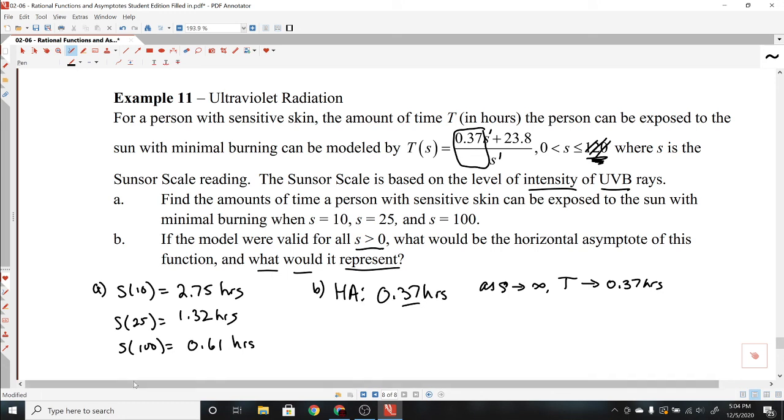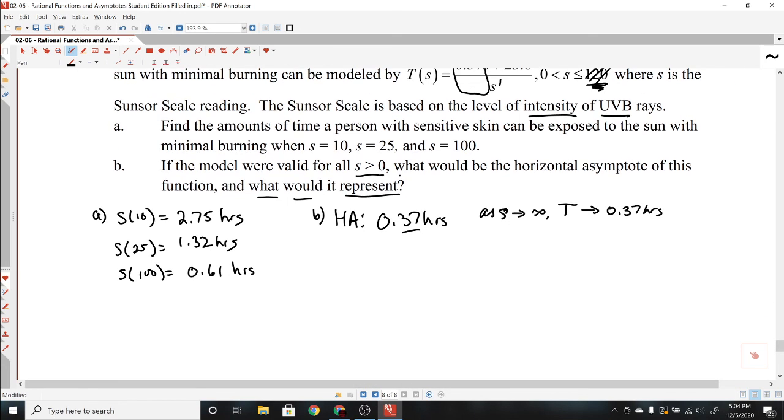All right, so those are just a couple of examples. Delta didn't have any application problems, so I wanted to take a look at them for your benefit. All right, good luck on the Delta math.